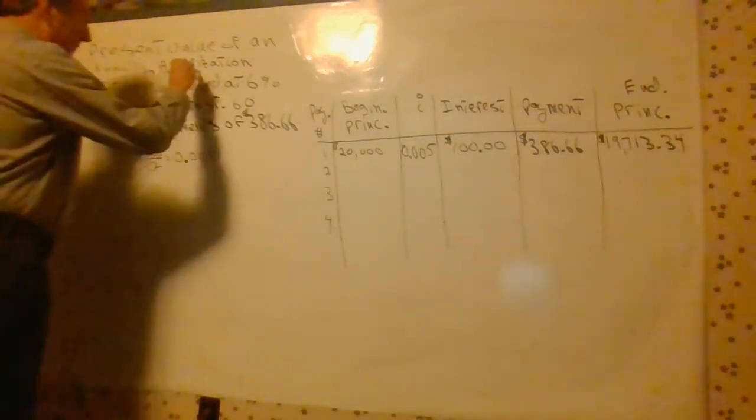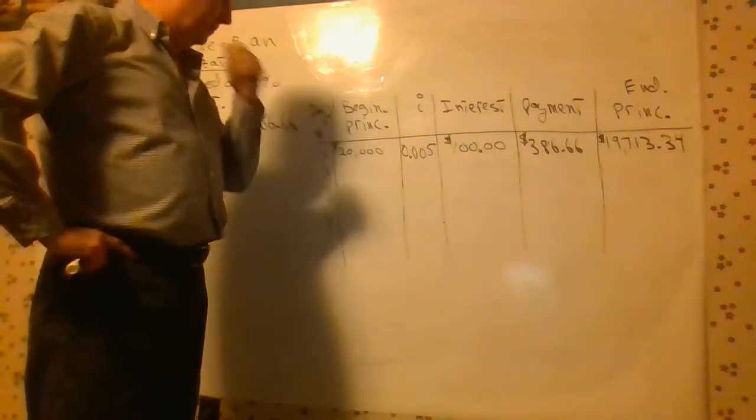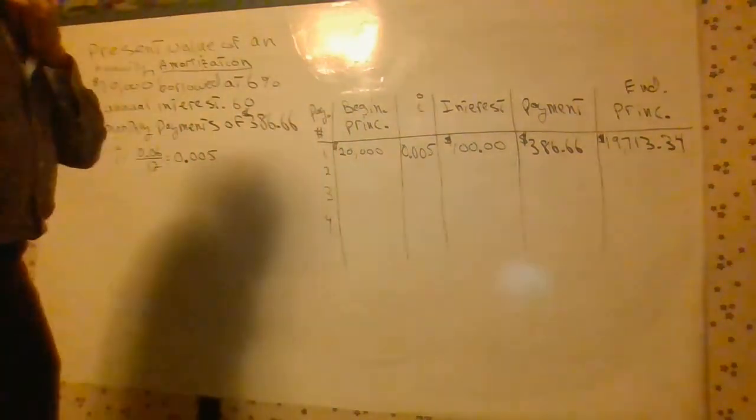Present value of an annuity, amortization. To amortize a loan is just to pay it off, so we could have called this paying off a loan. We're going to learn exactly how a loan's paid off. And this is precisely how all banks do it. They're required by law to do this.